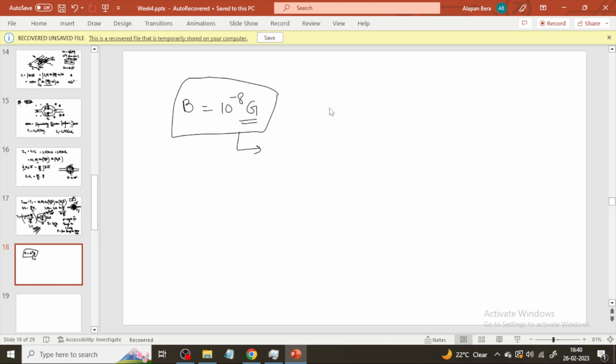So the SQUID loop can detect a very small amount of magnetic field, and that is why it is a much more sensitive instrument than most of the other instruments we use to measure the magnetization of a sample, which makes it a very important setup in experimental quantum physics. And you can see that 10 to the power minus 8 gauss, in Tesla units, is almost 10 to the power minus 12 Tesla. So this is a very small magnetic field that SQUID devices can measure, and that is why the SQUID is called a very sensitive device, and it is used widely all over the world for magnetic measurements in the field of experimental quantum physics.